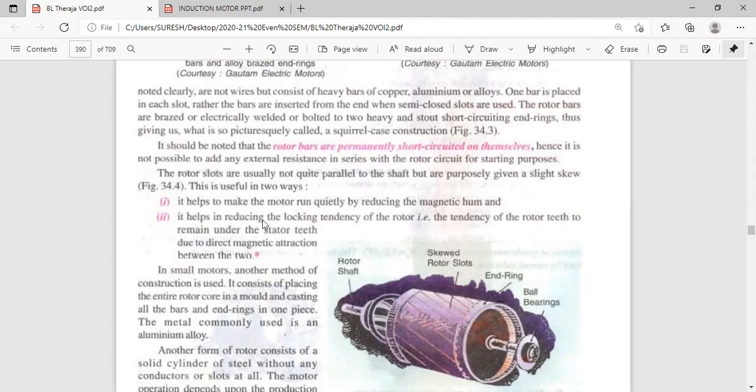That is, the tendency of the rotor teeth to remain under the stator teeth due to direct magnetic attraction between the two. So, first point, any doubt? It helps to make the motor run quietly by reducing the magnetic hum. Any doubt in this? Why is skew given? Okay, first point is clear. Now see the second point, rotor teeth and stator teeth. There will be locking. To avoid the locking, I will show with the help of a PPT. I'm opening that PPT, 1 second.